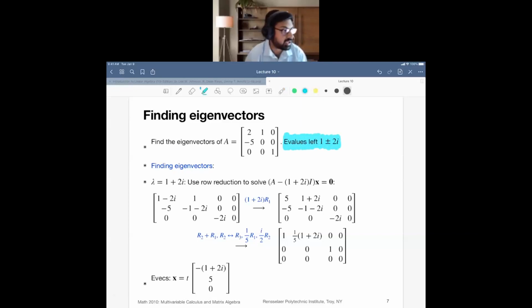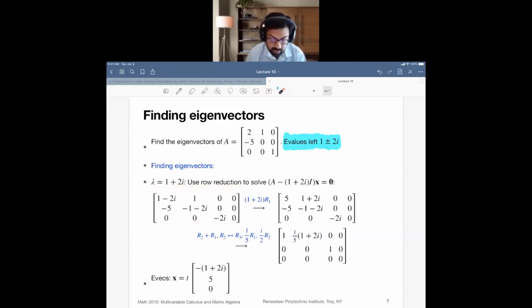For the real one, we already did that. So we are left with 1 plus or minus 2i. We are looking at the same 3 by 3 matrix here, A. We are left with finding the two more sets of eigenvectors. So we'll consider 1 plus 2i first. So the eigenvalue is 1 plus 2i. We will set up the augmented matrix A minus lambda I x equals 0. So in this case, lambda is 1 plus 2i, small i. So we've got the augmented matrix over here.